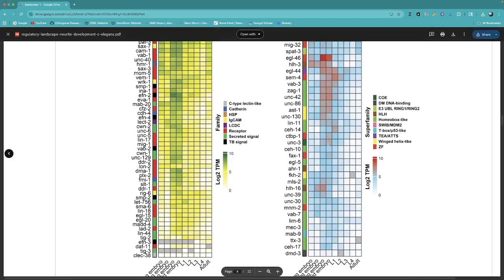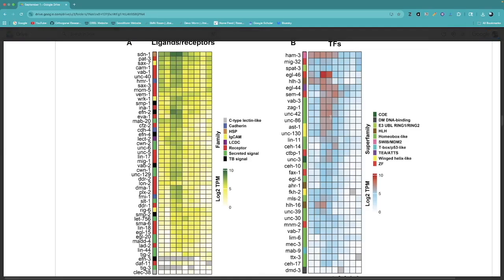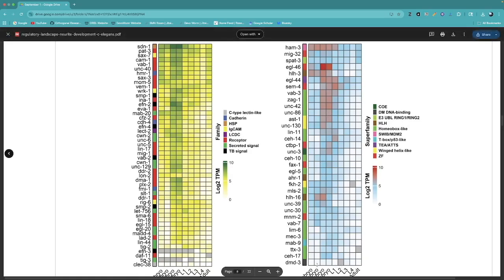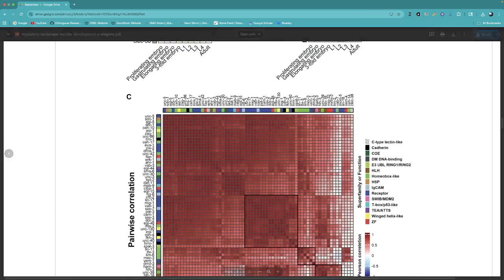So you see that there is a very high degree of upregulation in EGL-46, which is a zinc finger. And I think we've seen papers before where zinc fingers are critical for certain processes. We also have other things that are not very much upregulated at all. So we have a number of genes across developmental stages where there's very little upregulation. And so that's kind of interesting as well.